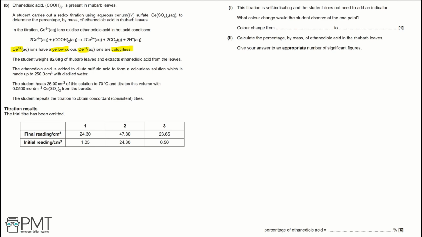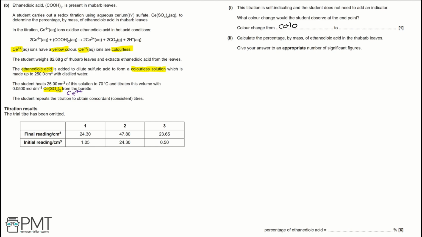We're also told that ethane dioic acid is added to dilute sulfuric acid and forms a colourless solution, and that this colourless solution is titrated with CeSO4. So that would be Ce4+, because the sulfate ion, SO4, has a 2- charge, and there are 2 ions, so therefore it must be Ce4+ to have an overall charge of 0. So that would mean that our colour change for this titration is from colourless to yellow.